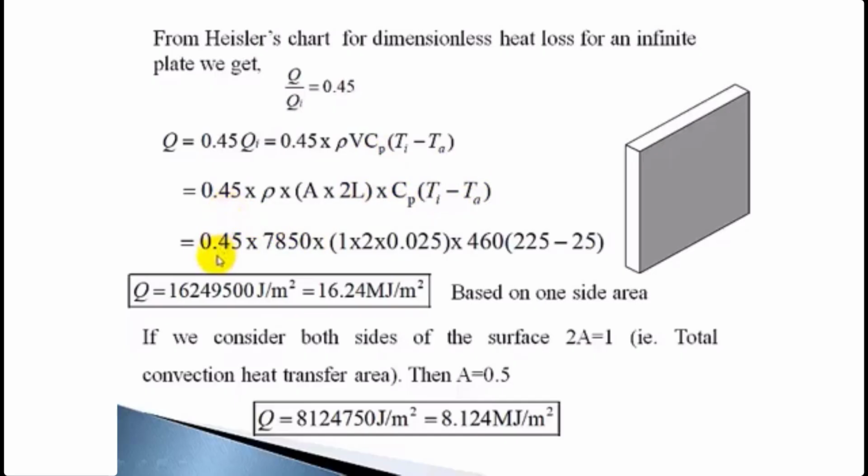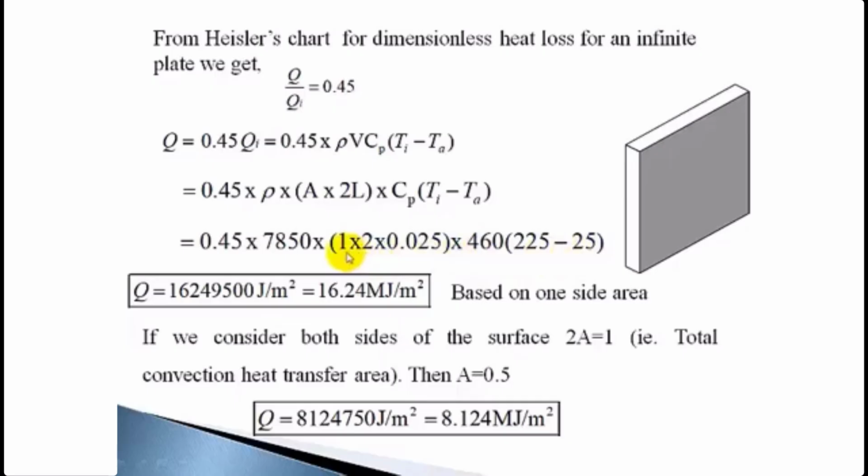Now let us substitute for this. 0.45, density is 7850. For the area, if I take one side surface area as 1 meter square, and the shaded portion is the area, one side area only I have shown, one side area into 2L will give the volume. So I put it as 1 meter square into 2L, where L is 0.025, since the thickness was 5 centimeter. So L is 2.5 centimeter or 0.025 meter. So L is substituted, and this Cp value is 460, and the temperature difference.